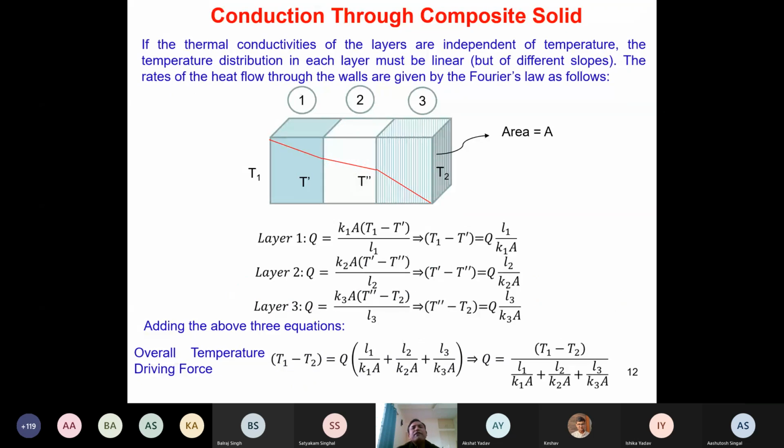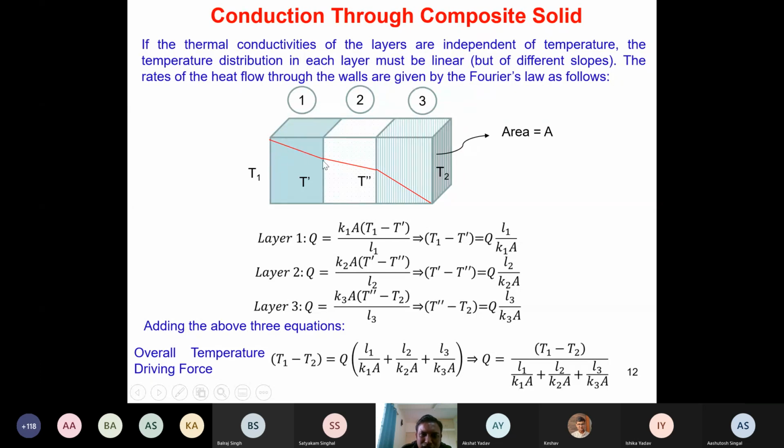So if the thermal conductivities of the layers are independent of the temperature, remember this can be a function of temperature, but if we assume that the thermal conductivities are independent of the temperatures, in that case the temperature profile, how the temperature is going to decrease along the layer, will be a straight line. Unless the variable area is there, or the thermal conductivity is a function of temperature, in that case we get a curve here. Otherwise we will get only a straight line.